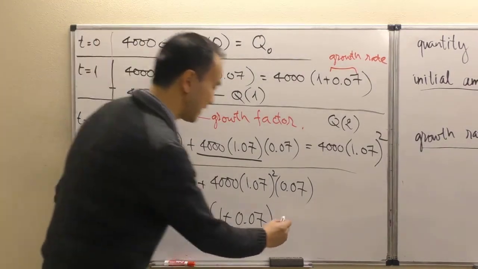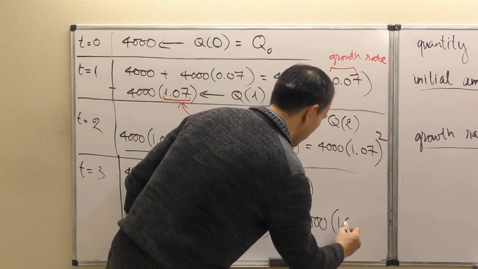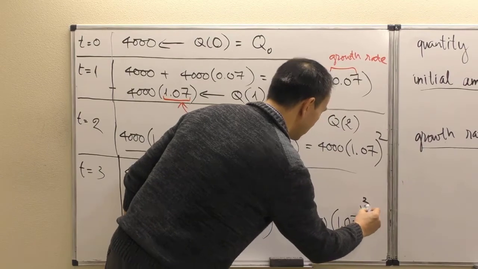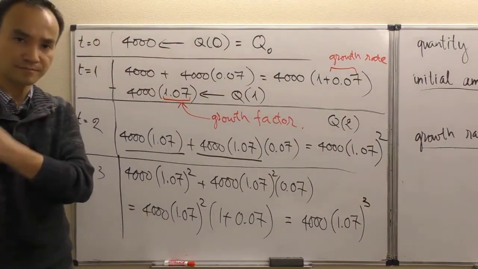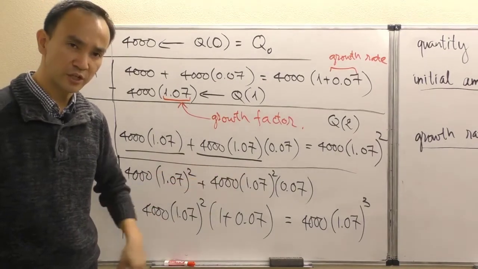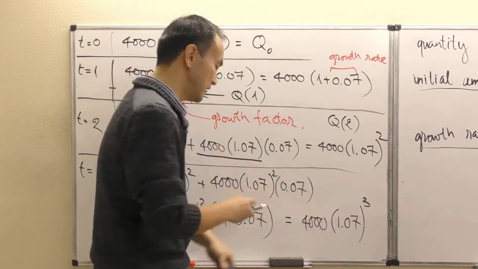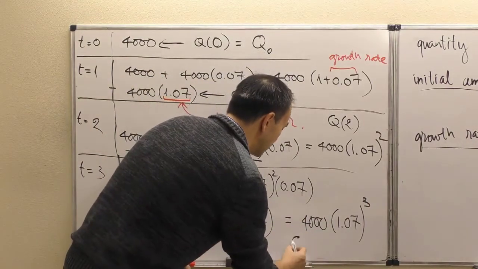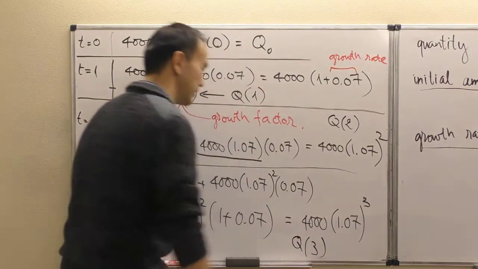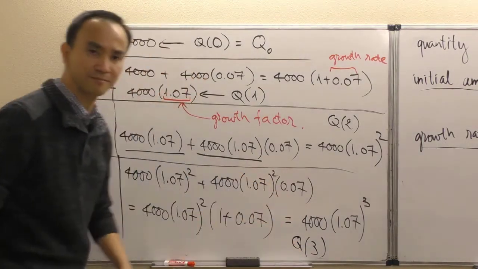Okay, and that gives me 4,000 times 1.07 cubed. 4,000 times 1.07 cubed. All right, and so now this is the same as Q3 right here. This is the quantity when t equals 3.